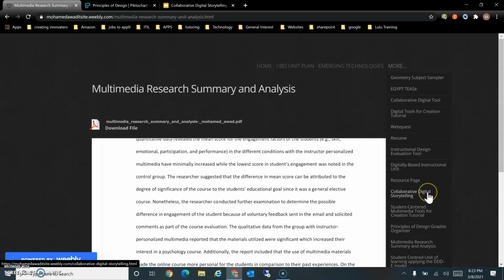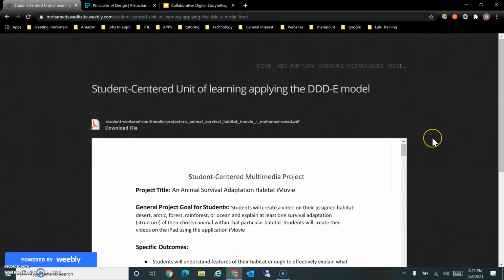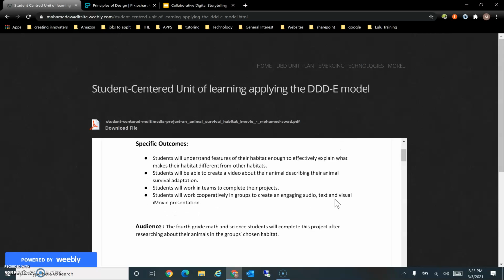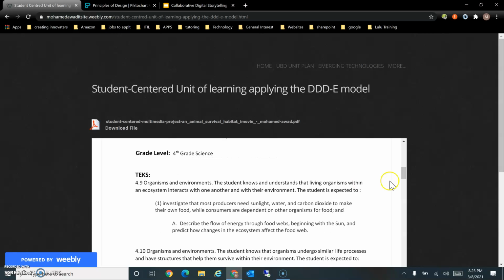And then moving on, we have the student-centered unit of learning, applying the DDE model. The course objective here was to create a student-centered unit of learning by applying the DDE model and effective applications of multimedia instruction. So we designed the unit for a project for a 4th grade science and math class using the decide, design, develop, and evaluate phases to break down the components of a unit into smaller chunks that can be easily adapted and understood by the students.